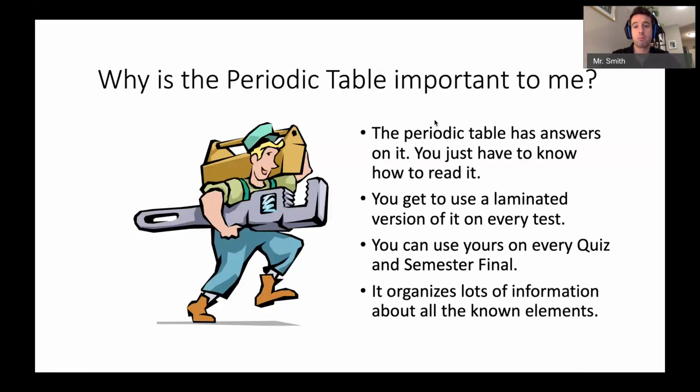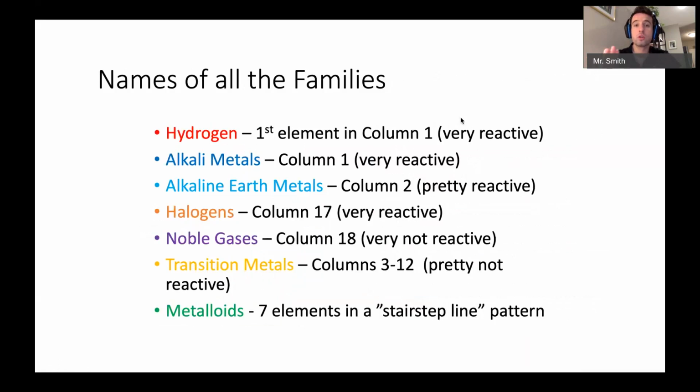Pretty much it just organizes a bunch of information about the elements, and we'll be asking you to use that information about the elements on some of your quizzes and some of your tests this unit. So here's what we want you to know: we want you to be familiar with these seven families. You don't have to write them down right now. Just know that we're going to expect you to use the information and know where these families are on the periodic table and how reactive they are.